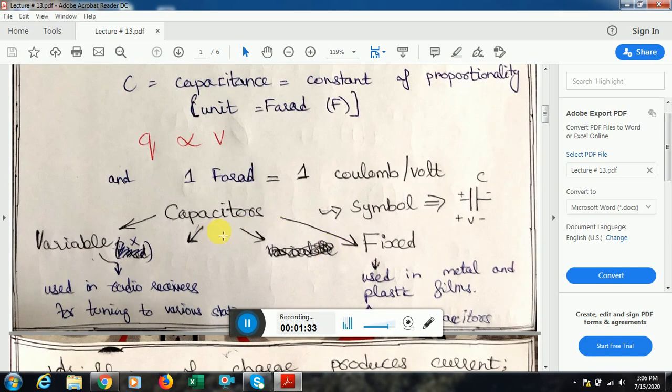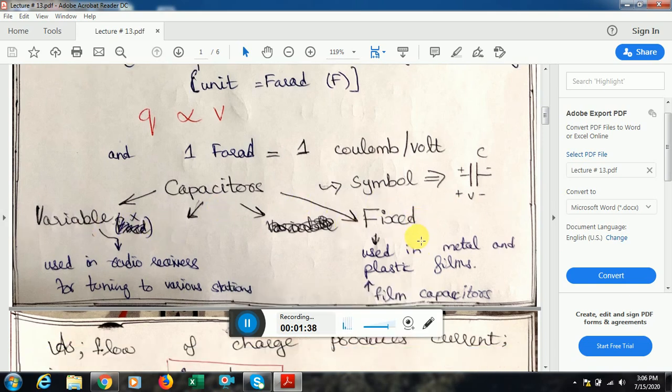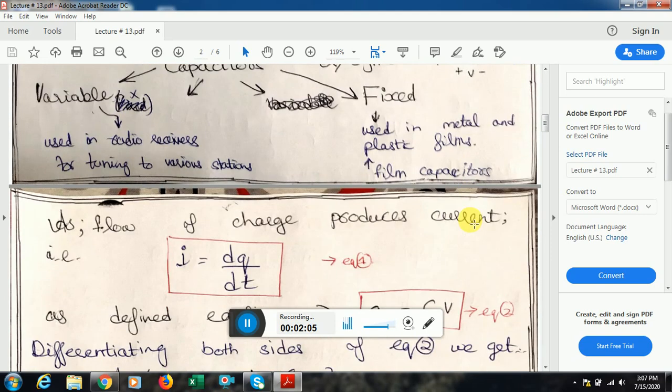Capacitors can be divided into two major forms. One is the variable capacitors and the other is the fixed ones. Fixed capacitors are used, for example, as film capacitors, in metal and plastic films. However, variable capacitors are used in a radio receiver, for example when we have to tune our radio from one channel to another; over there we use the variable capacitor. The symbol of a capacitor is two parallel lines, with the polarity of the applied voltage indicated on the plates.